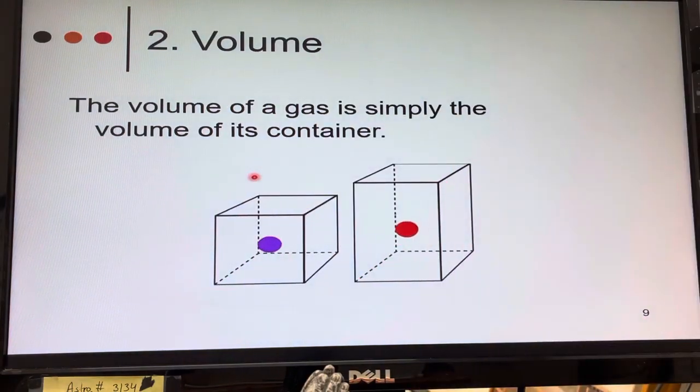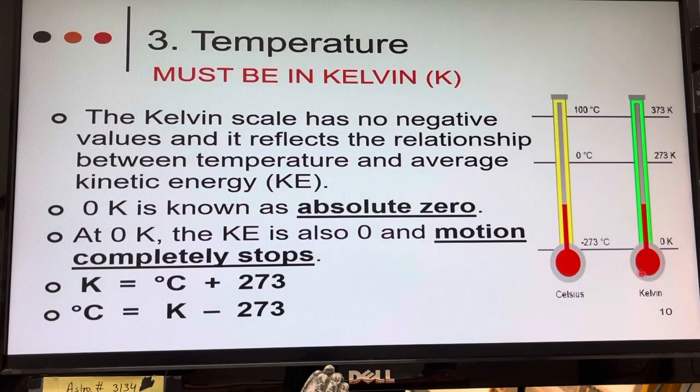All right, the second variable, volume. Volume is the easiest thing to explain because we learned in the last unit that the volume of a gas is simply the volume of its container. There's not much more to say about that. Gases take up the volume of the container. Okay, let's move on to temperature.